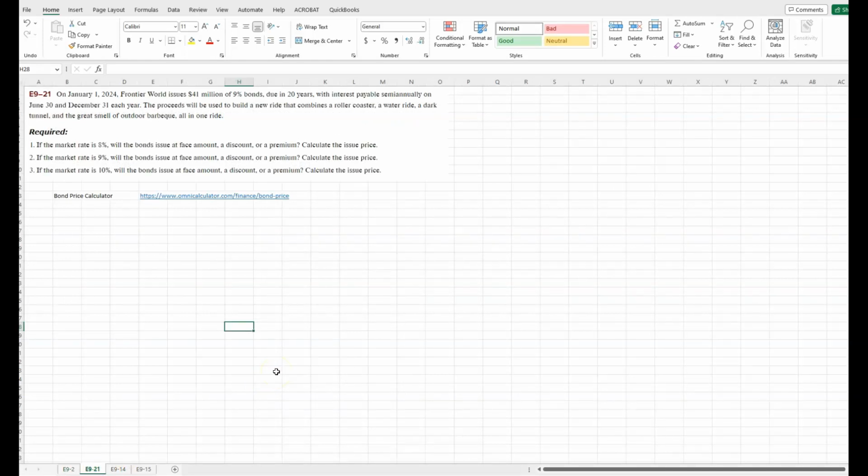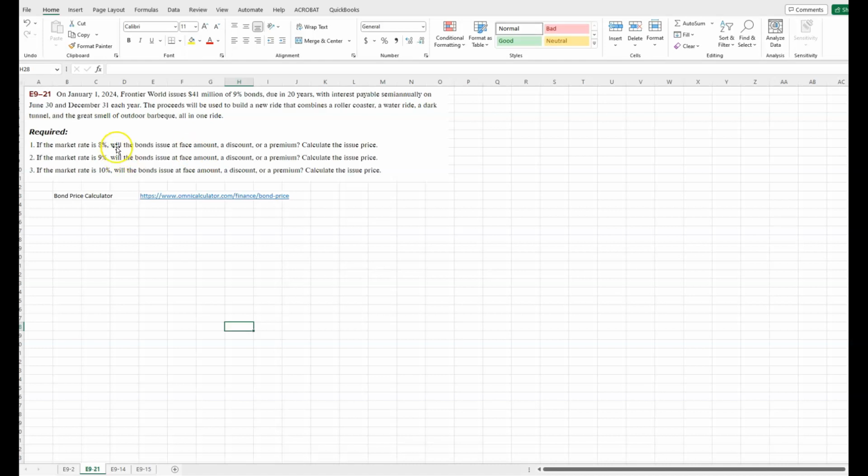Now let's talk about bonds. So if Frontier World issues 41 million of 9% bonds due in 20 years, interest payable semi-annually. We're asked if the market rate is 8%, will the bonds issue at a face amount, a discount, or a premium? And they're asking us to calculate the issue price. We'll talk about the issue price later. Here's a bond calculator link that you could actually do that. I don't expect you to calculate the issue price of a bond. I just thought you might be interested in how to do it.